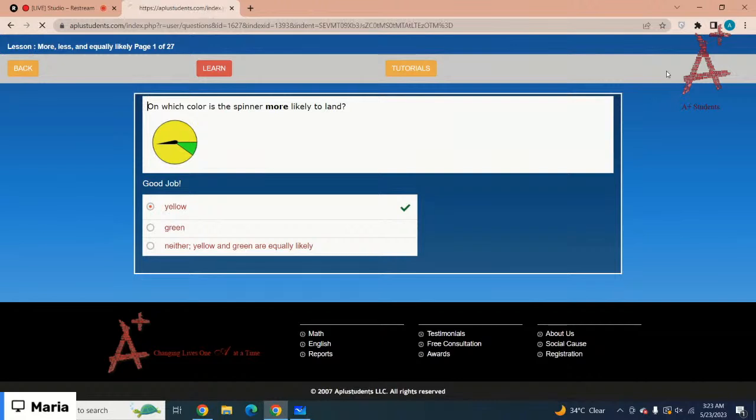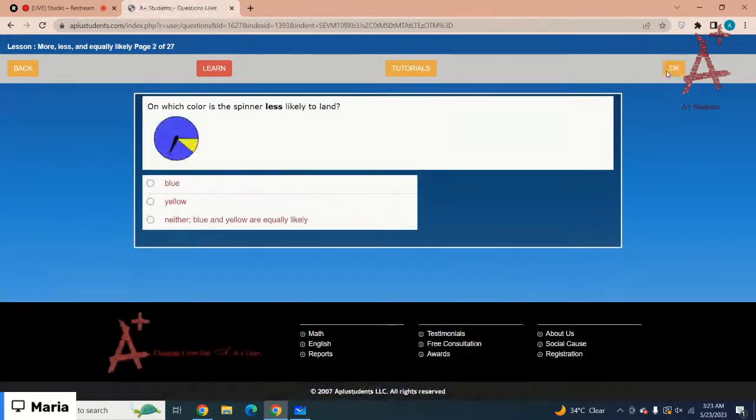Okay, the next one is on which color is the spinner less likely to land? So which is the correct option? The spinner has less color yellow on it. That means the spinner is less likely to land on yellow. Got it? Basically, that is the opposite of more likely to land. More likely is the one that is more, and less likely is the one that is in the less. So it would be yellow.